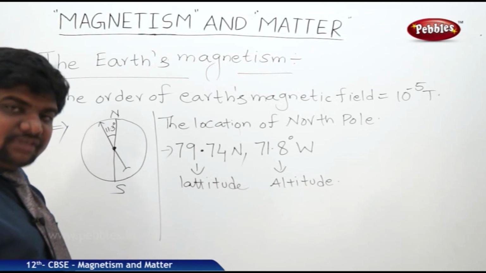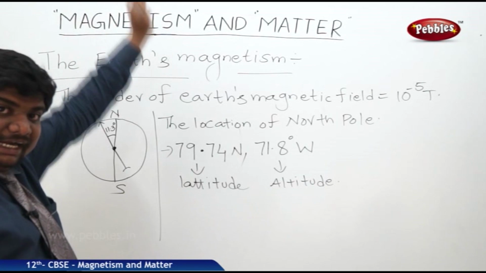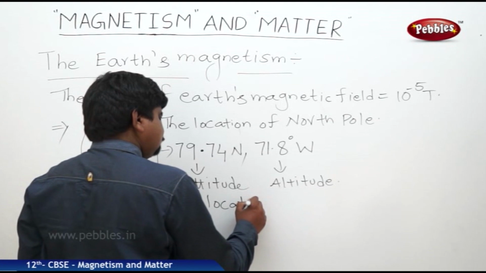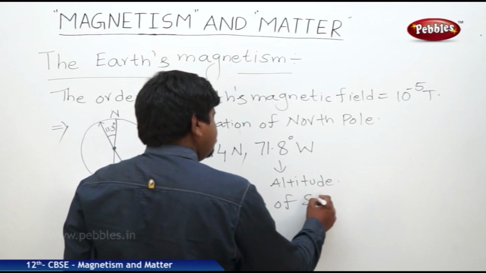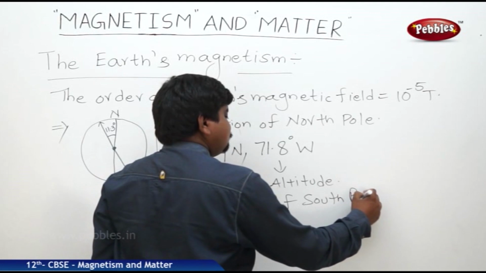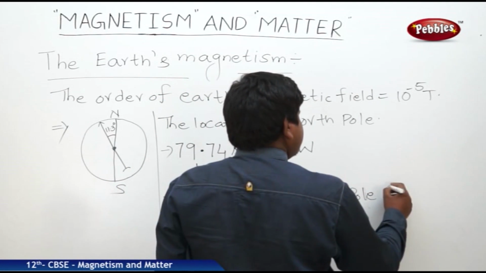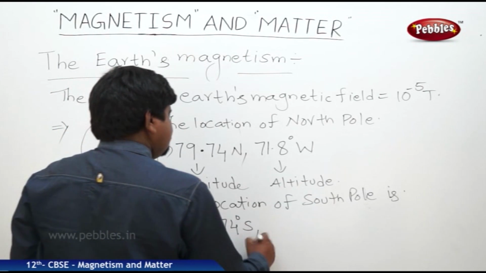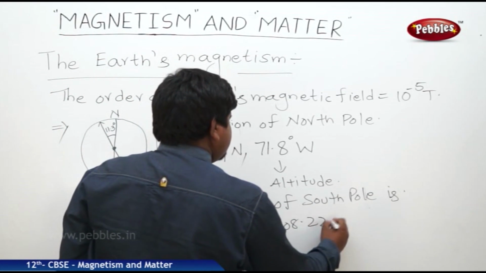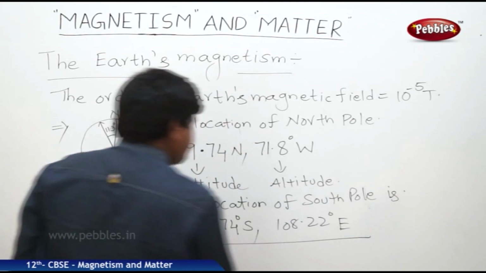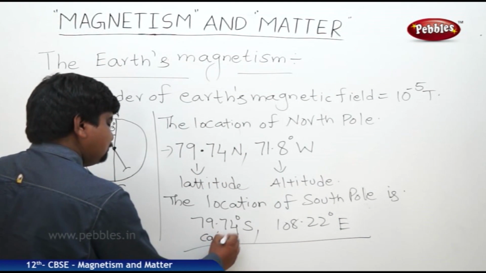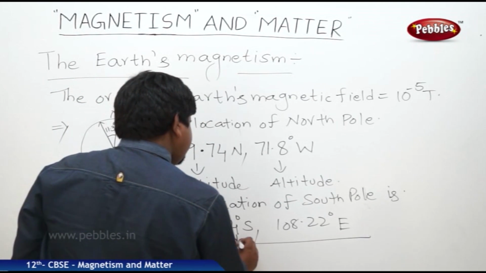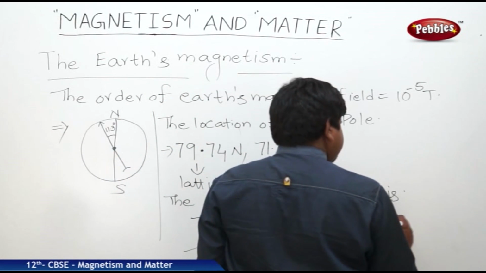And what is the location of the South Pole? We should go to the South Pole, somewhere at Canada. So the location of the South Pole is exactly the same, 79.74 degrees south and 108.22 degrees east. This is at Canada. This is at Antarctica.